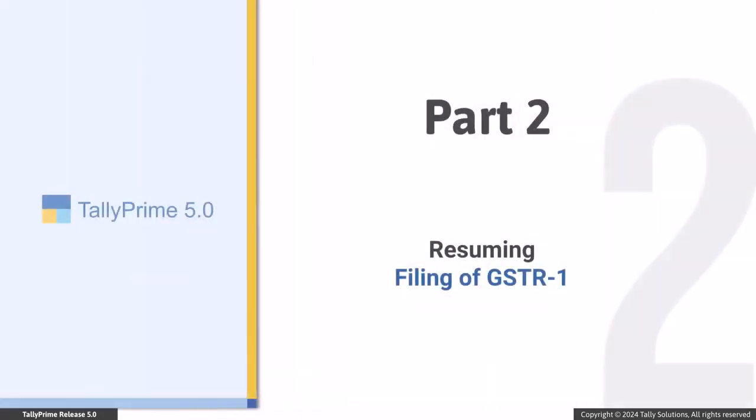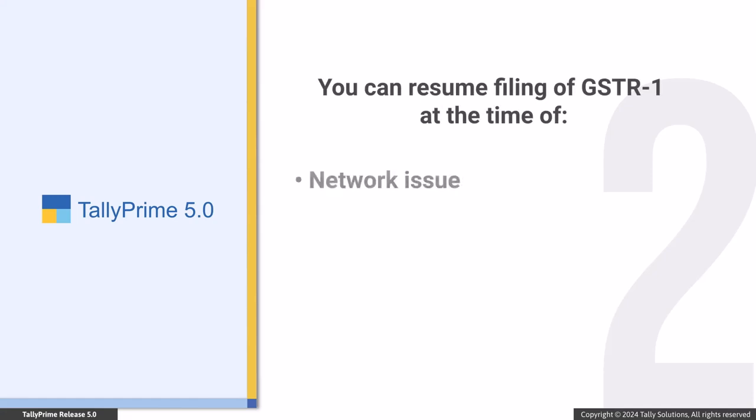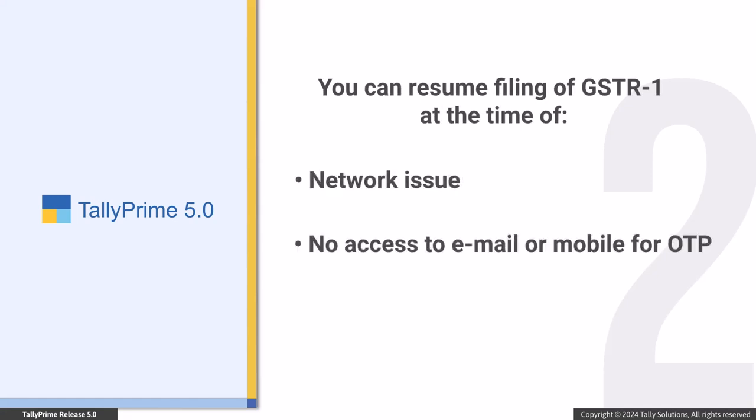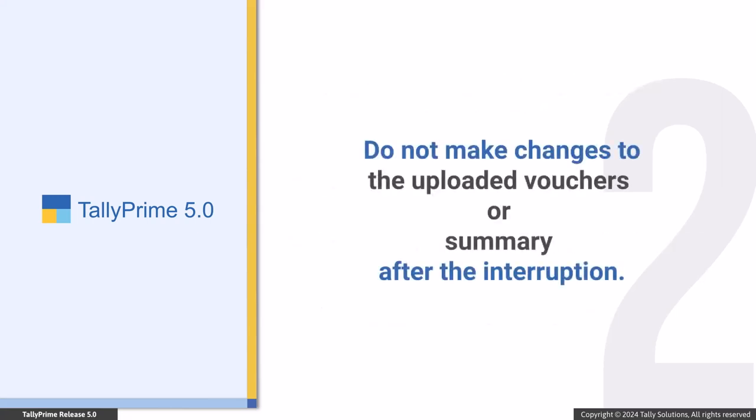Now, let's see how to resume filing GSTR1 in case of interruptions. In case of network issue, no access to email or mobile for OTP or unavailability of dongle for signing, you can always resume filing of GSTR1. You need to ensure that you have not made any changes to the uploaded vouchers or summary after the interruption.